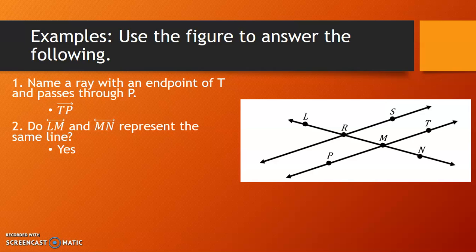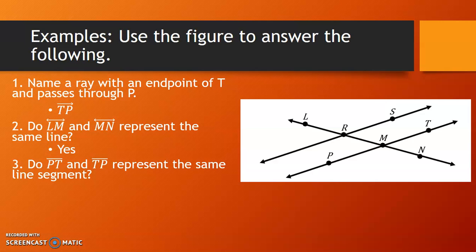And that line could be named a couple different ways. You just have to pick 2 points. So you could say LR, LM, LN, RM, RN, you kind of get the point there. So you just have to name 2 letters when you're naming a line.